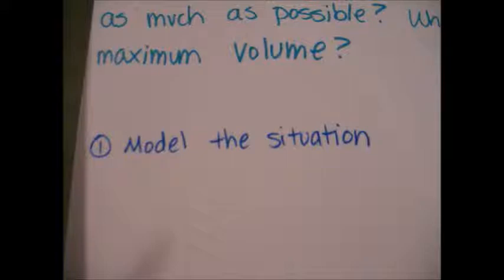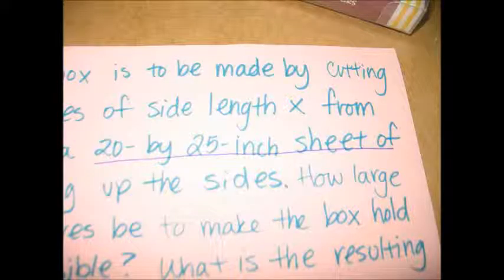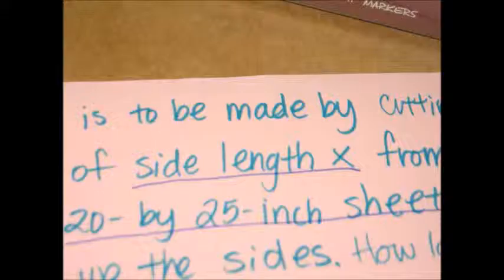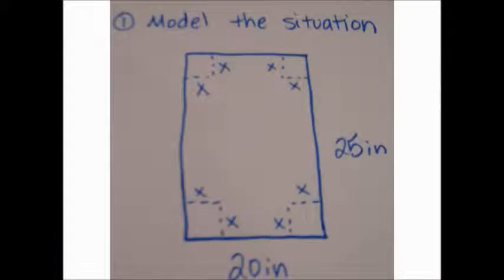So first thing we need to do is model the situation so we know what we're talking about. It's a 20 by 25 inch sheet of tin. It's rectangular, so it would look like this. We create the box by cutting squares out of each corner. The side length has to be represented with x because they specified that in the problem. When I model that, a square would be taken out of each corner and the dimensions of the square would be x by x.